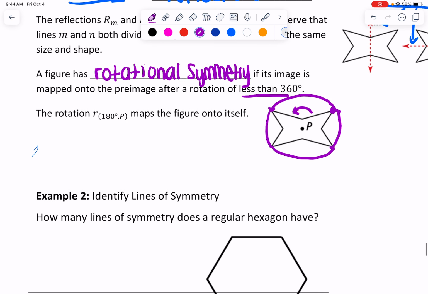So if we're looking at this shape really quick, the one thing it says is the rotational symmetry maps onto itself. It's because if you drag it this way, it lands on itself here, and then it lands on itself here. So it's broken down to 2 halves, which is 180.